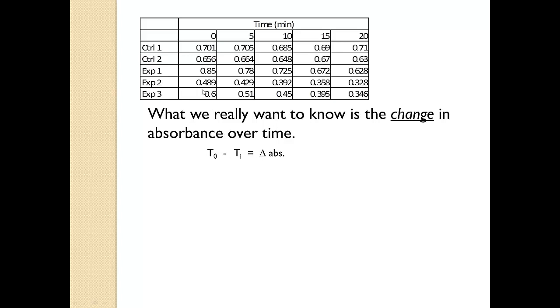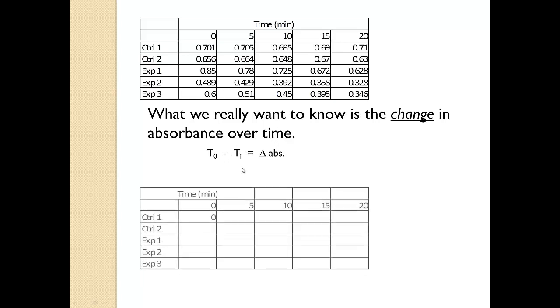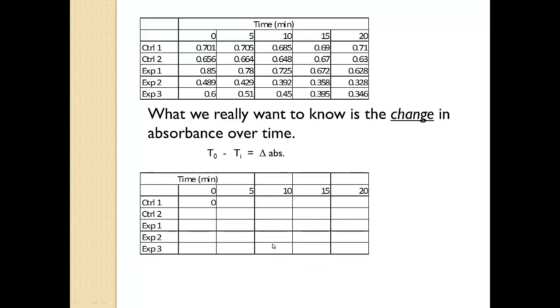What was the absorbance at time 0 minus the absorbance at different time points, so T sub I is the absorbance at different time points, and that will give you the change in absorbance. So we'll start with a whole new table here. So again, we have our time in minutes up here, 0 minutes, 5 minutes, 10 minutes, etc. And our controls and experimental conditions.